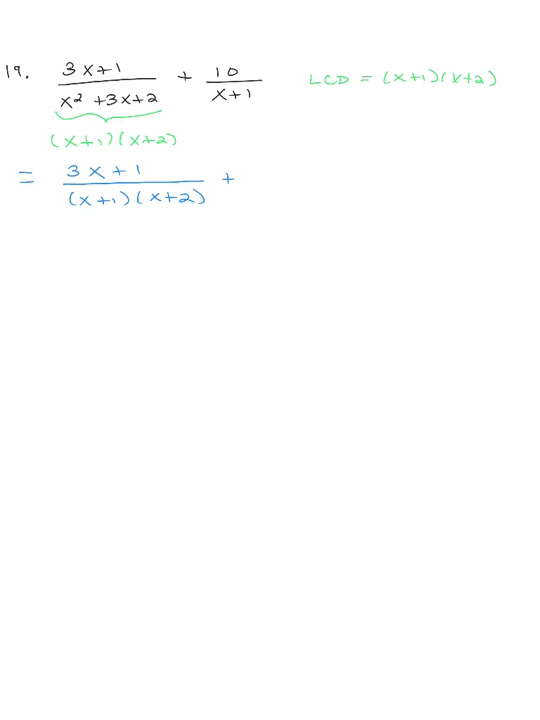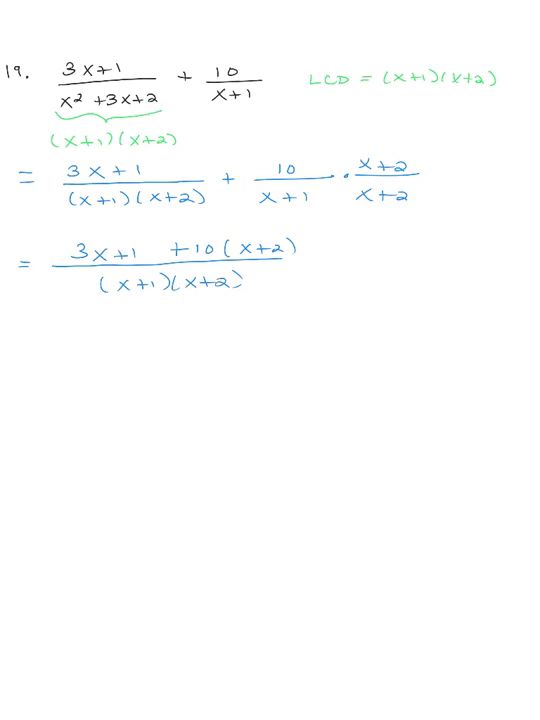That's all set, but the second fraction, it has an x plus 1, it just does not have an x plus 2. These two fractions have the same denominator, x plus 1 times x plus 2. I didn't do a thing to the first fraction, it's just 3x plus 1, but I'm adding that to 10 times x plus 2.